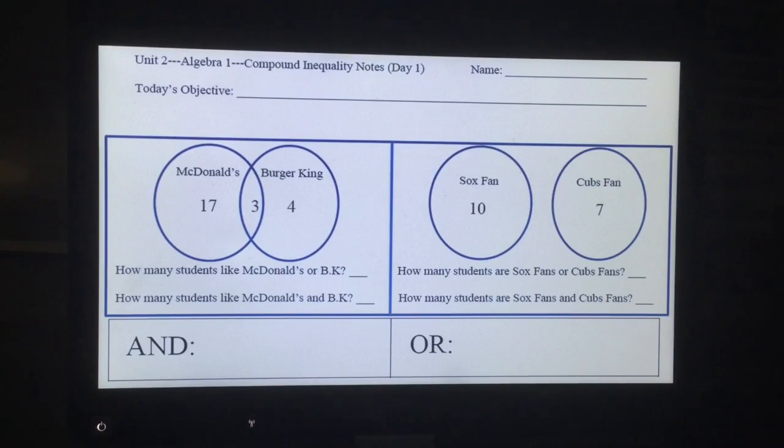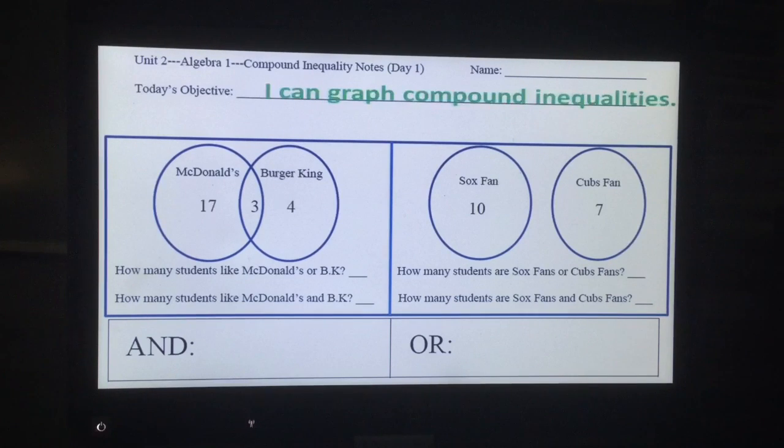Hey guys, welcome back. So today we're going to be talking about compound inequalities. Let's go ahead and write down today's objective. I can graph compound inequalities.